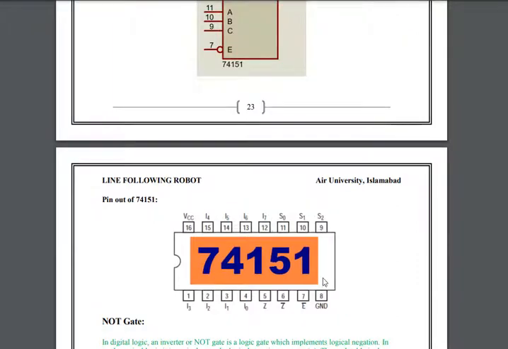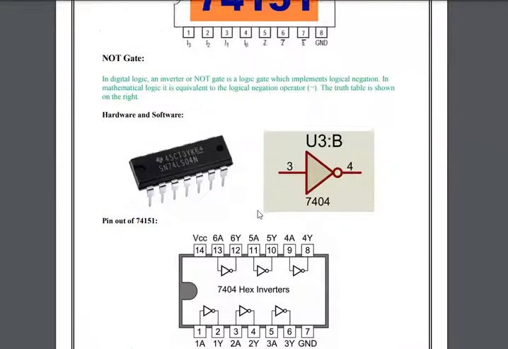This is the pinout of the 74151 IC. The 16 and 8 pins are the power pins, and all the other pins are labeled. This is the actual output that we are going to use. These are the 3 selection lines, and pins number 1, 2, 3, 4 and 11, 12, 13, 14 and 15 are the 8 input pins. So this is the pinout of 74151.